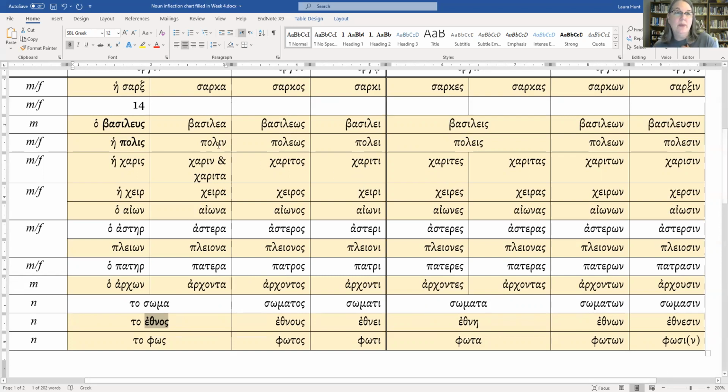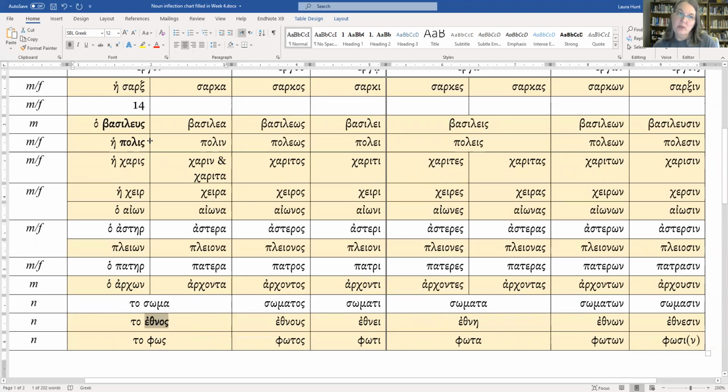The only one that we don't have filled in is this one on this line here, and I put the 14 there to remind myself to add it when we get to chapter 14. The three that we're going to look at right now are he polis, ho basileus, and to ethnos.